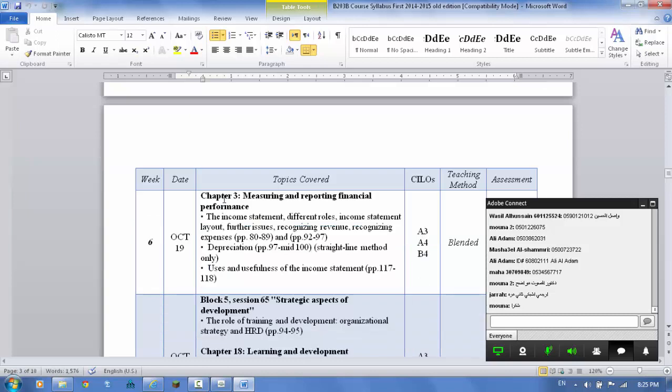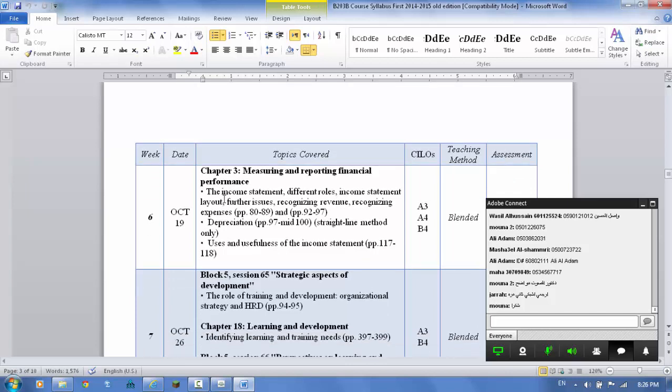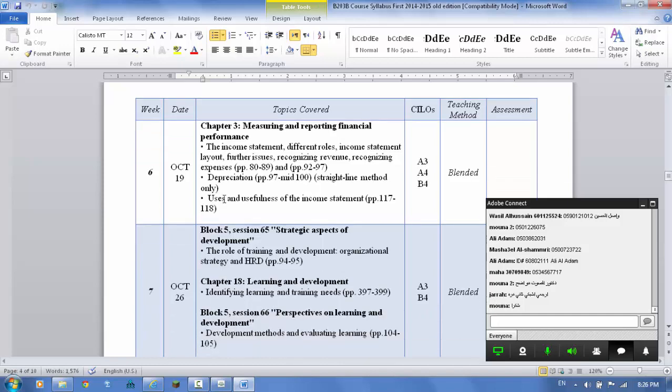Then we will continue our discussion about financial statements, okay, by seeing chapter 3, and chapter 3 is related to measuring and reporting financial performance. How can we measure the performance of the financial activities in organizations?